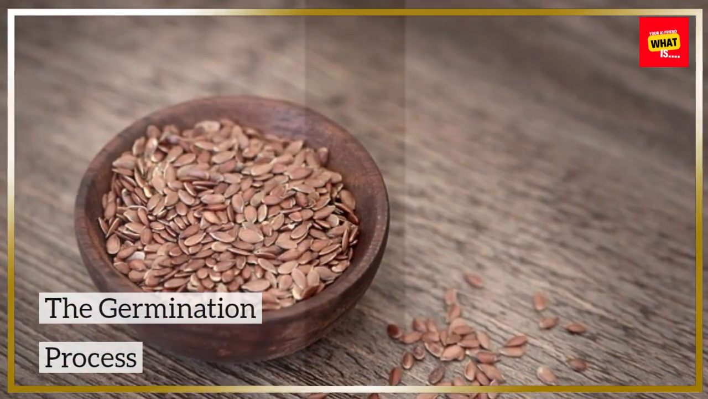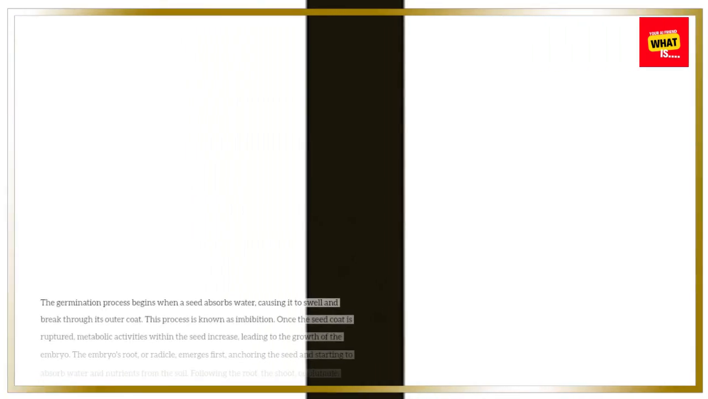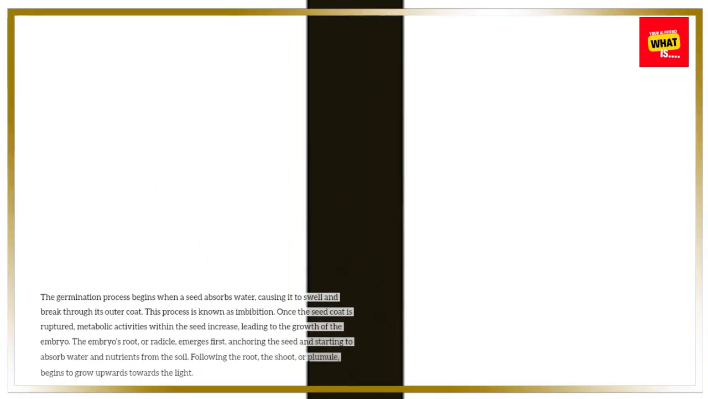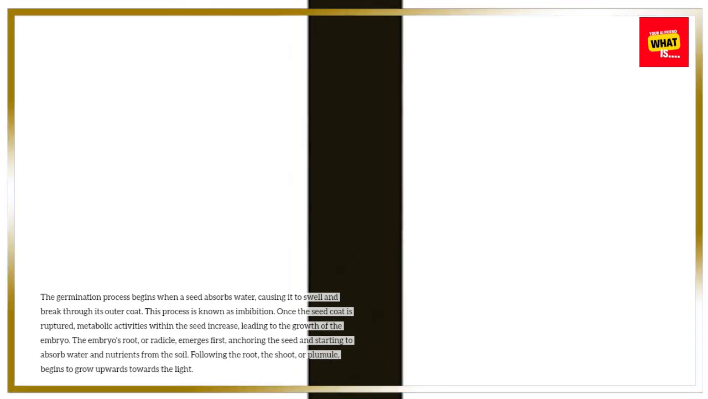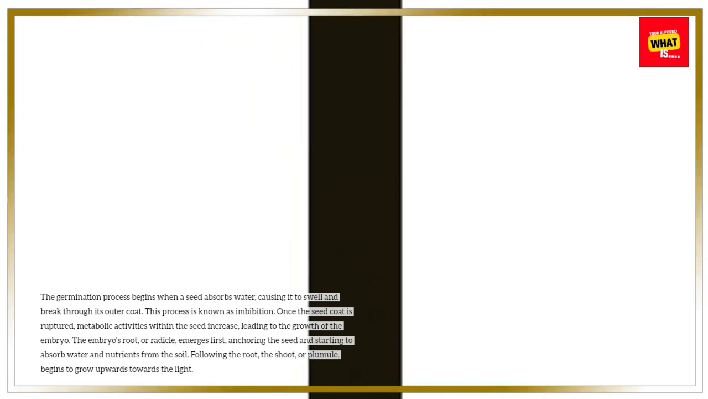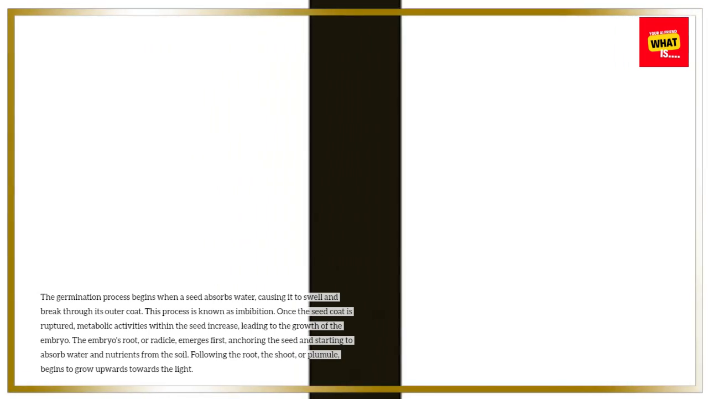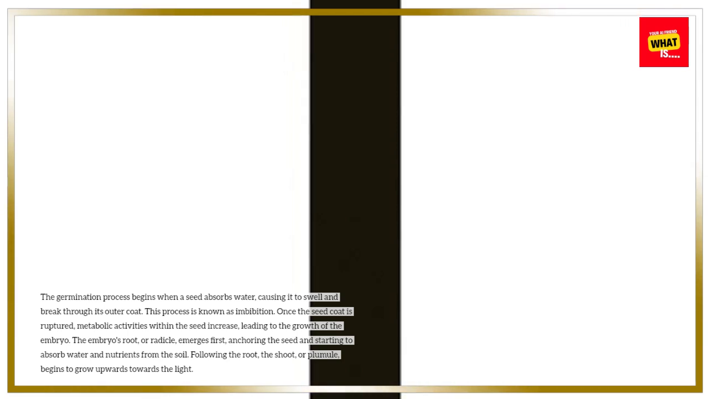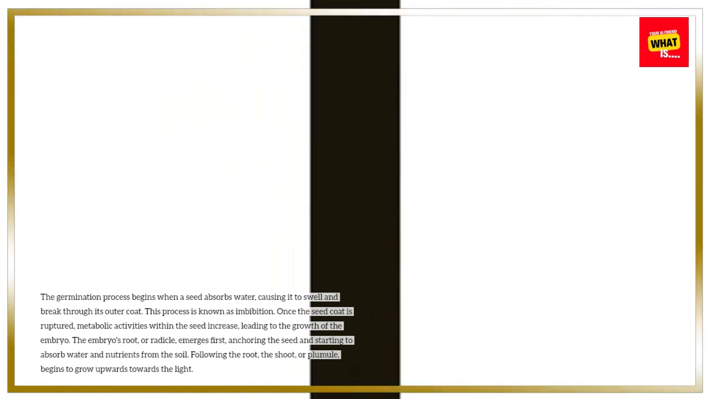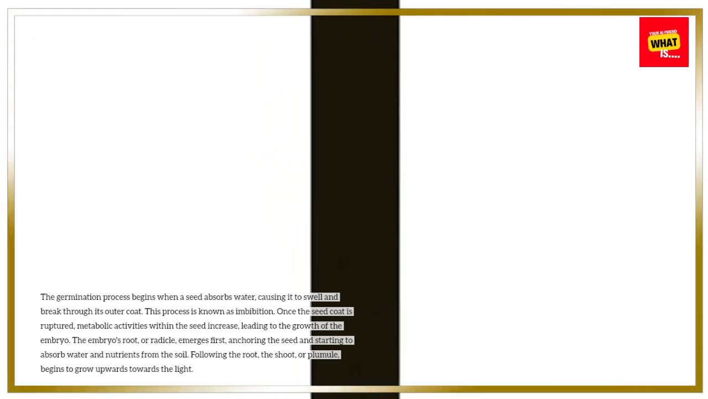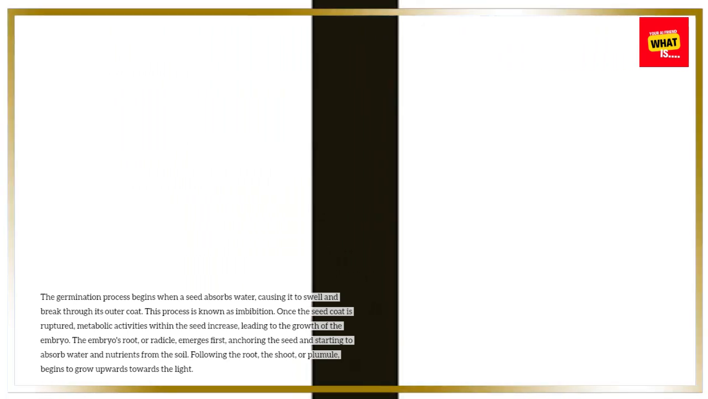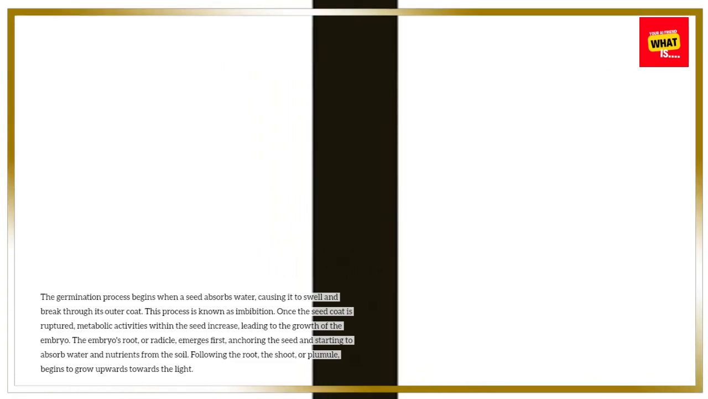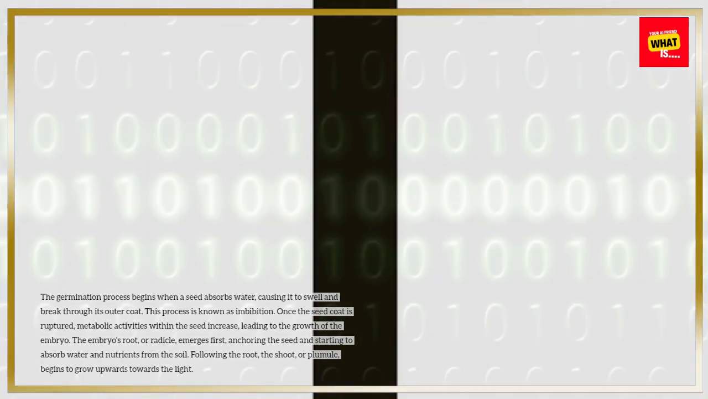The germination process. The germination process begins when a seed absorbs water, causing it to swell and break through its outer coat. This process is known as imbibition. Once the seed coat is ruptured, metabolic activities within the seed increase, leading to the growth of the embryo. The embryo's root, or radicle, emerges first, anchoring the seed and starting to absorb water and nutrients from the soil. Following the root, the shoot, or plumule, begins to grow upwards towards the light.